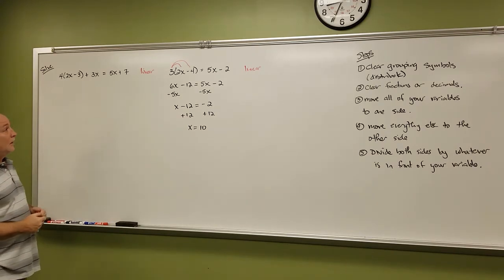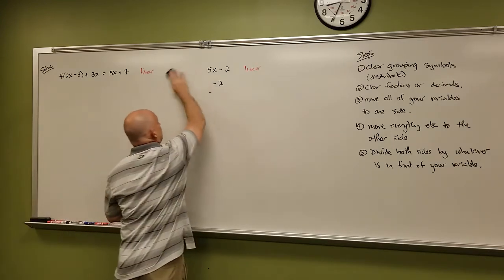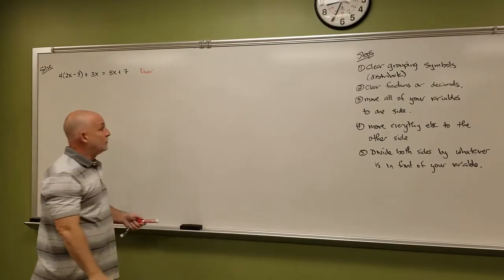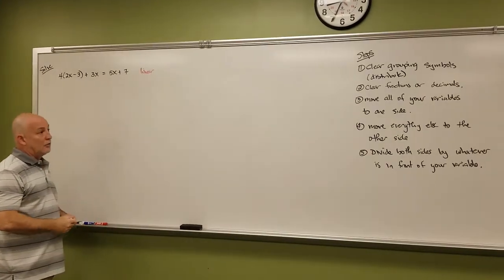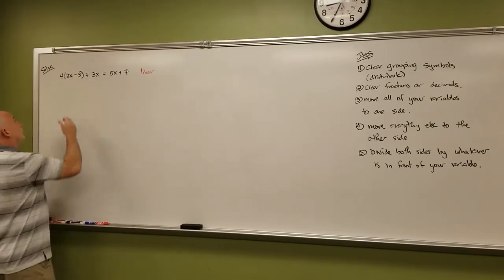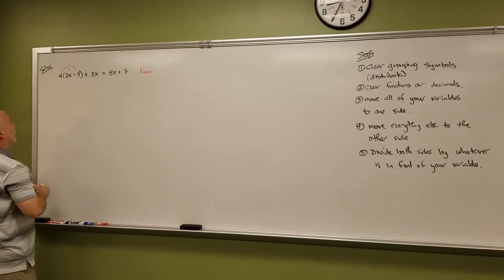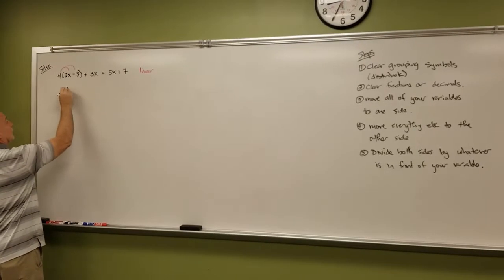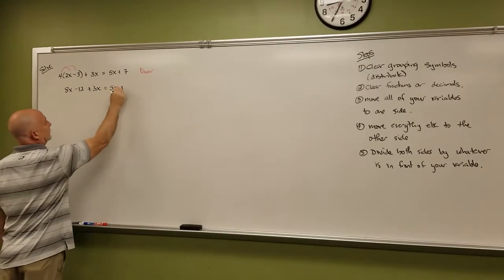All right, you're back. So let's give this a shot. Let me give me a little bit more room here. All right, since we decided it was a linear equation, our steps over here on the right should help us solve it. So step one, clear grouping symbols. We always use our distributive property for that, so I'm going to distribute the 4 here. All right, so this gives me 8x minus 12 plus 3x is equal to 5x plus 7.